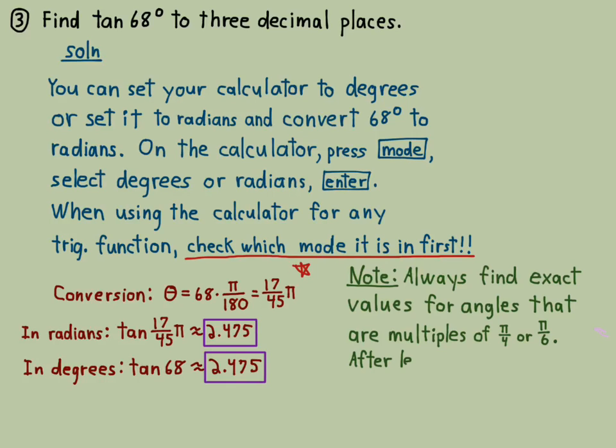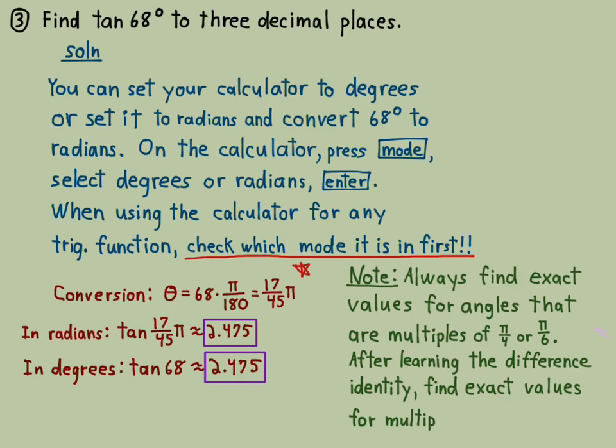If you were converting angles and you had something where the angle is a multiple of pi over 4 or pi over 6 or pi over 12, after learning something called the difference identity, we can find multiples of pi over 12, then we want to use exact answers. That's just an aside. In this case, you're not going to have an exact value for the tangent of the angle, even if you do for the angle. So you would still estimate it, and it said to estimate to 3 decimal places, so I rounded it off to 3 decimal places, about 2.475.